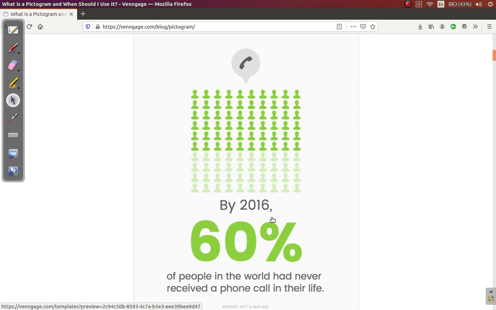Here, it says, well, this is example from 2016. By 2016, 60% of people in the world had never received a phone call in their life. Now, some people will remember this figure, but if you associate some icons with it, you have the telephone, and then you have these head and shoulders that look like persons. The people you're presenting the information to would be more likely to remember the data from seeing these pictures, right?